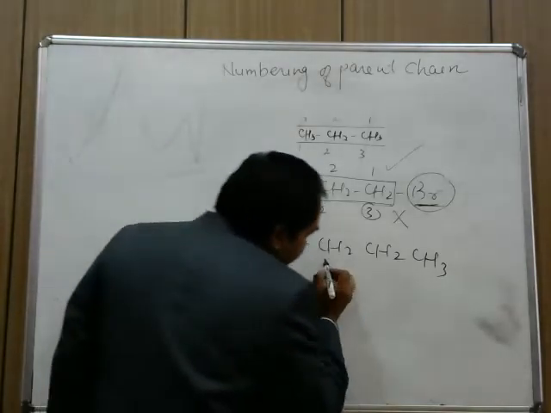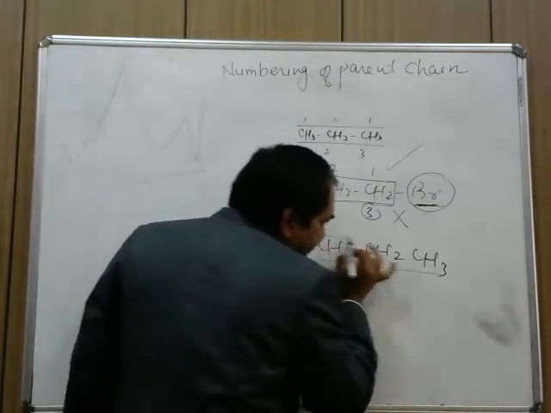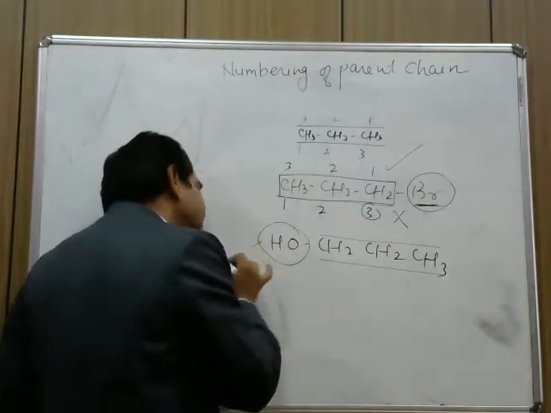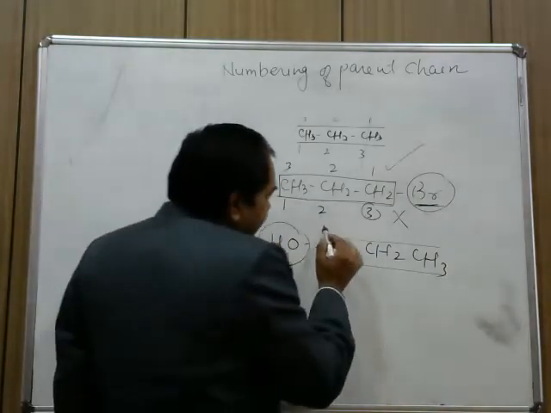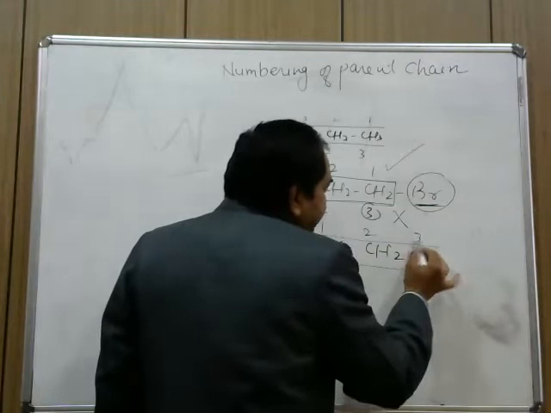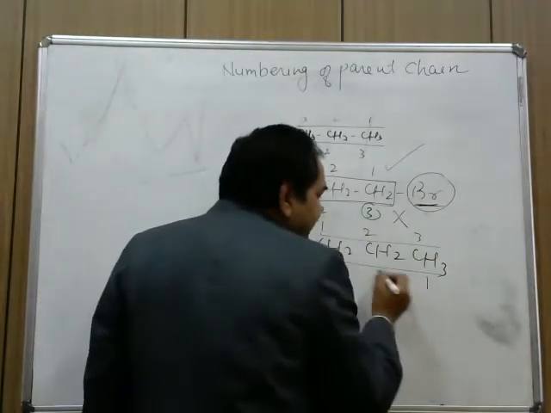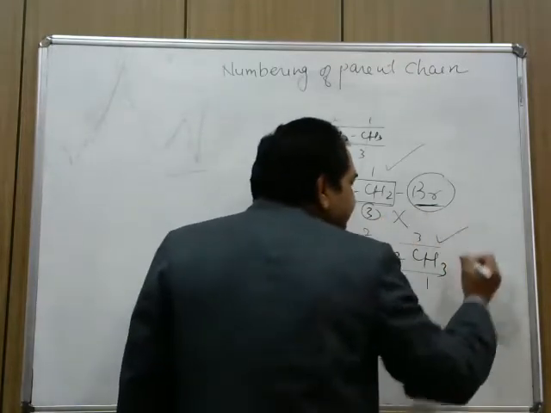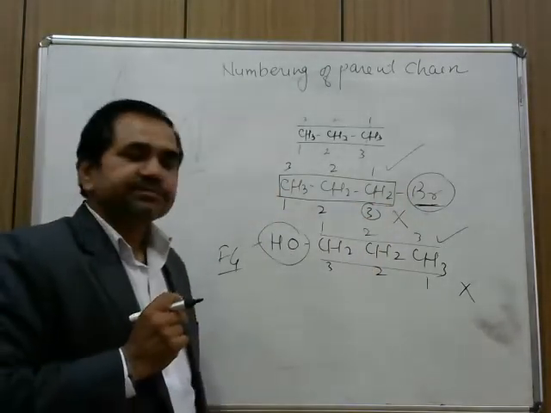In this compound, this is the longest chain, and after selection of this parent chain, I realized that there is a functional group present. So if I number it from left to right, the position of the functional group is 1, but if it is numbered from right to left, its position is 3. So this numbering is correct and this numbering is wrong.